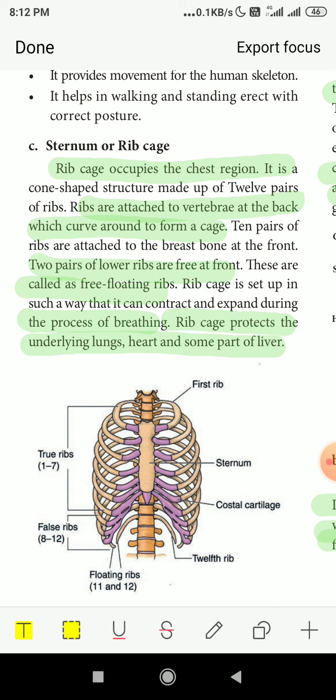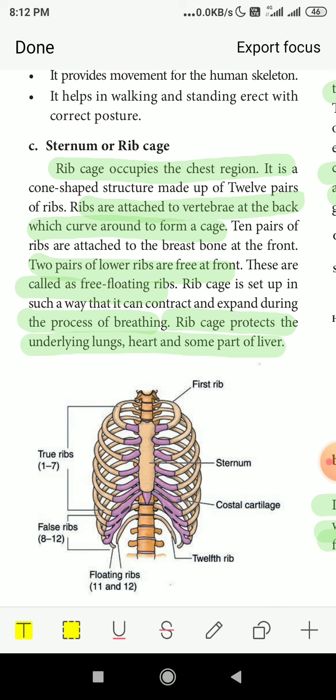2 pairs of lower ribs are free at front. These 2 pairs of lower ribs are called the floating ribs. The rib cage is set up in such a way that it can contract and expand during the process of breathing. It can move up and down, so that when the lungs expand and the air is filled, the ribs also move up and down. The rib cage protects the underlying lungs, heart and some parts of the liver.